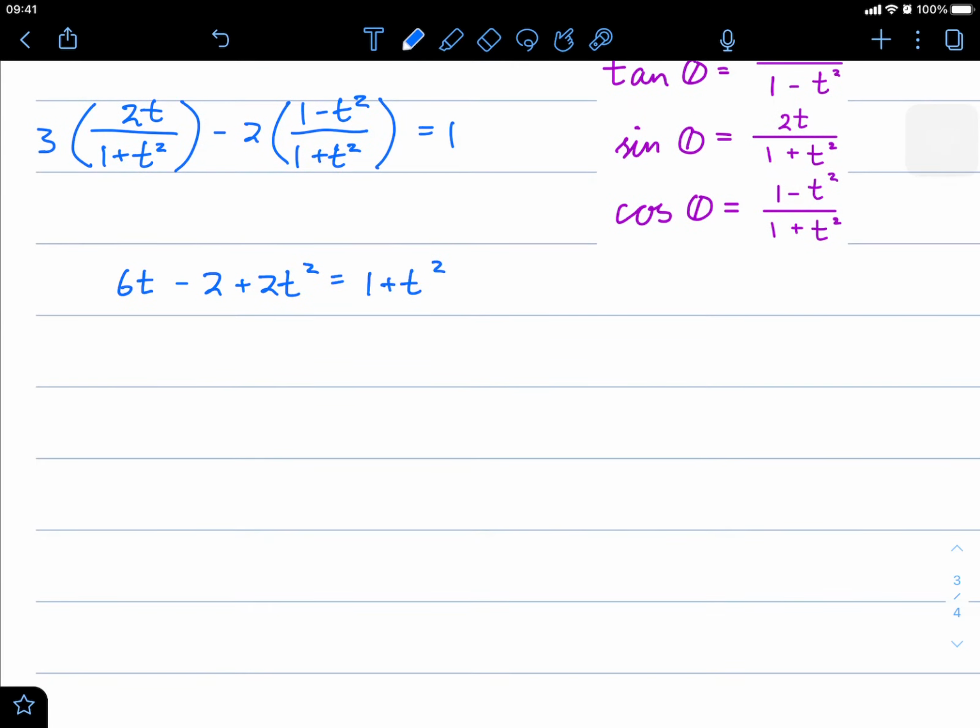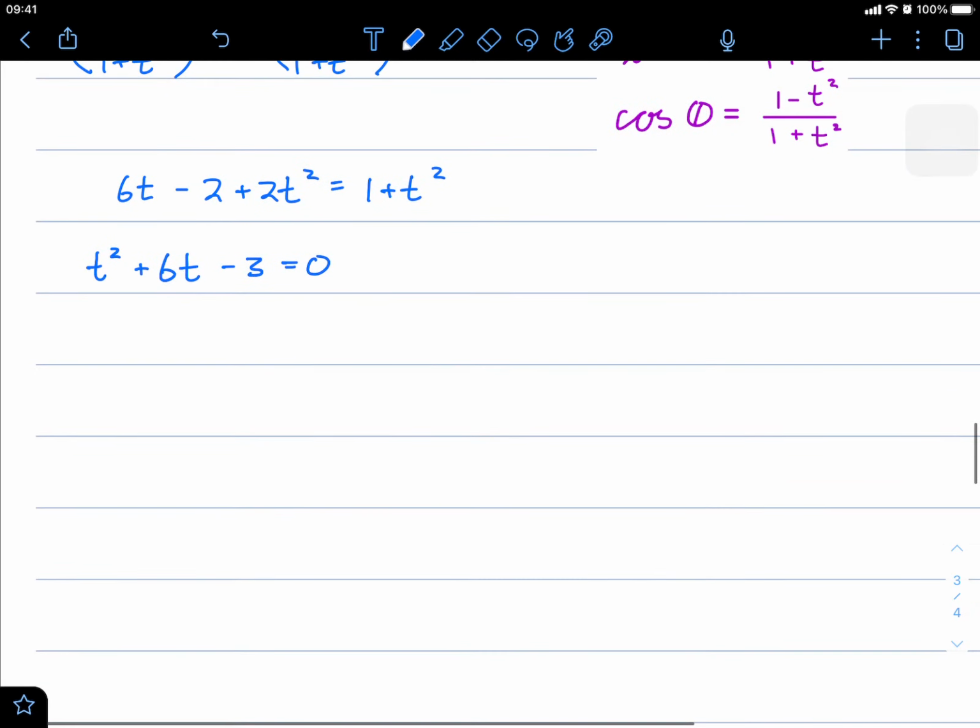Moving all the terms to one side. 2t squared minus t squared. That's just t squared by itself. There's only 1 6t. And negative 2 minus 1. Which leaves us with this expression.